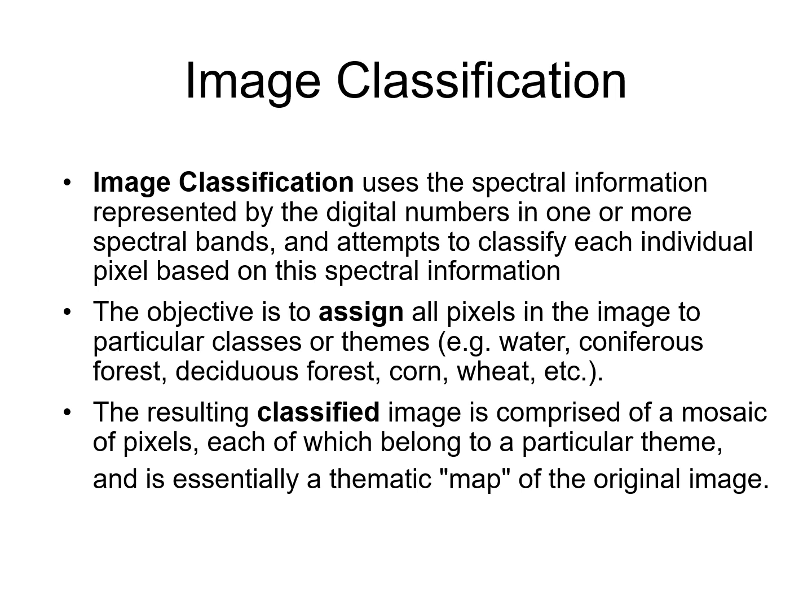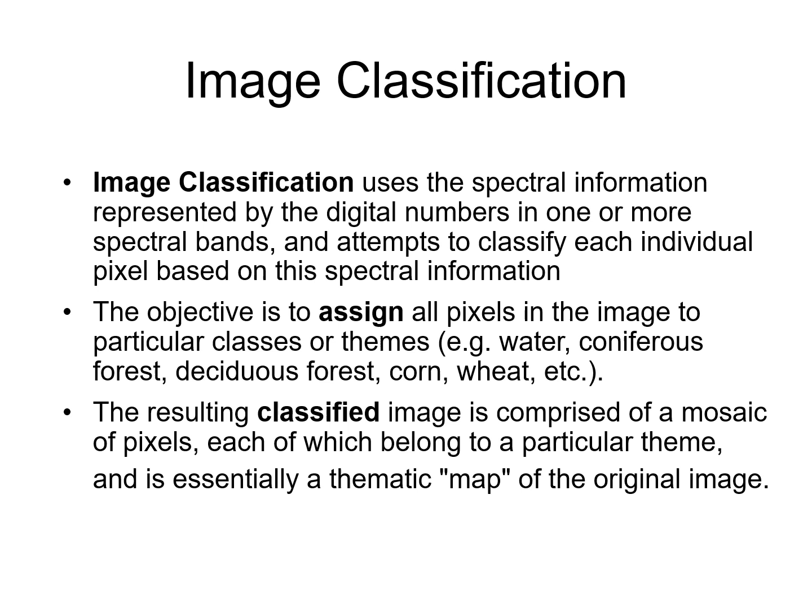So, image classification, just using the spectral information represented by digital numbers, or whether those are radiance, or you could be using reflectance information depending on the image source you're using. And of course, you're probably using more than one spectral band to characterize each pixel and assign a class to each pixel. Okay, so the objective is to assign all the pixels in the image to particular classes or themes.